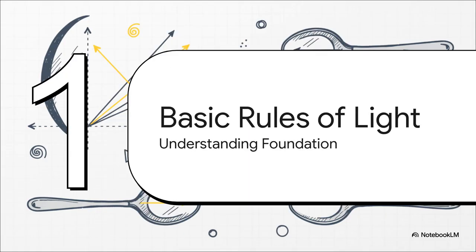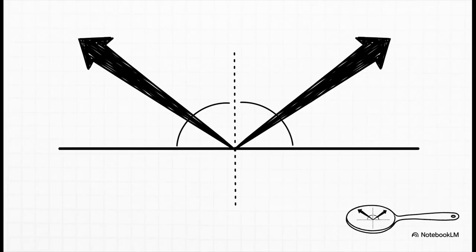Okay, first things first. Before we can even talk about curves, we have to talk about straight lines. Because it turns out there's one super simple fundamental law that explains how light bounces off of any surface. And here it is. It's actually incredibly simple. The angle that light hits something is the exact same angle it bounces off at. That's it. This one little rule is the key to everything else we're going to talk about, whether the mirror is flat or curved like our spoon.